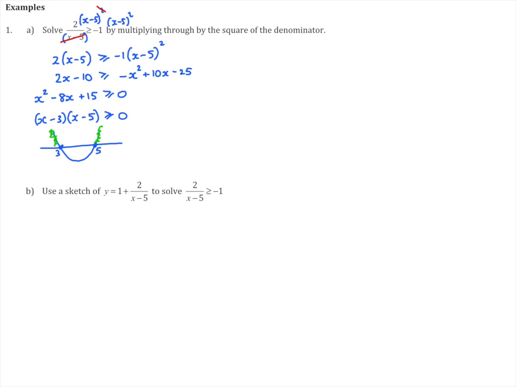So where is it above? It's above to the left of 3 and to the right of 5, and it also includes it because it says greater than or equal to. So there's my solution for part A.